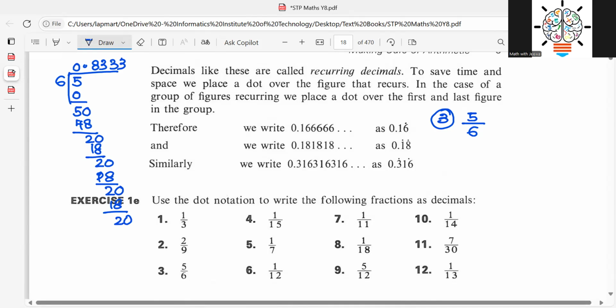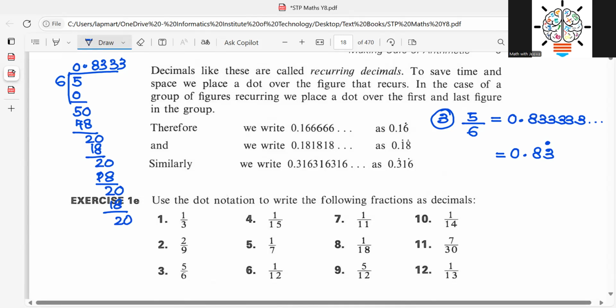You can understand 3 is recurring. If you remember, yesterday I explained to you 8, 3, 3, 3, 3, 3. So that is recurring. Where should I put the dot? 0.83 with the dot, because only 3 is recurring, right? 8 is not recurring. 3 is recurring. This is how you want to write.